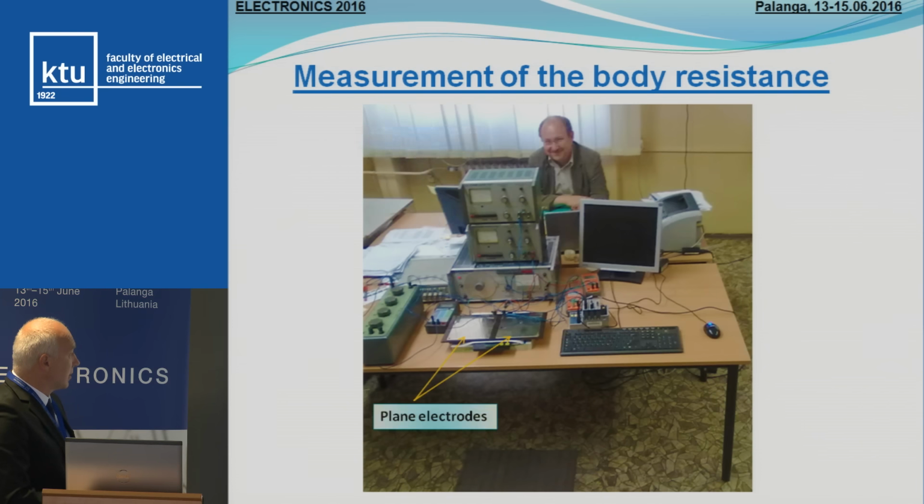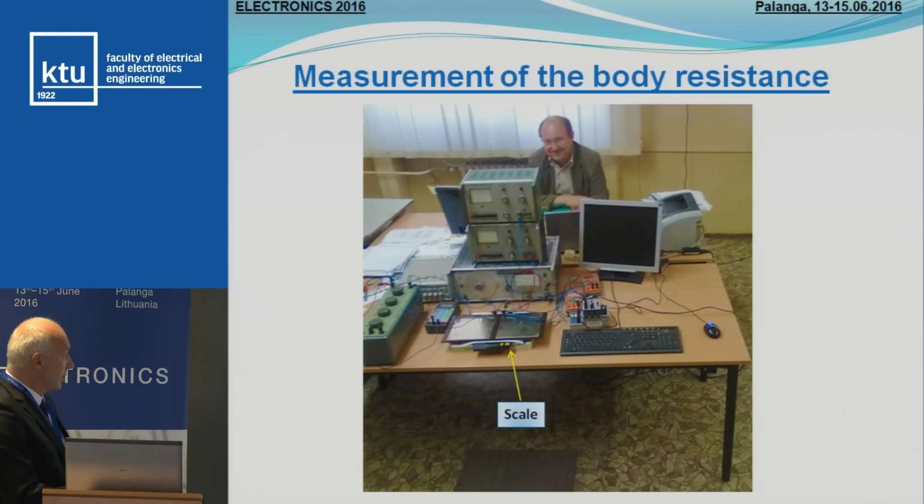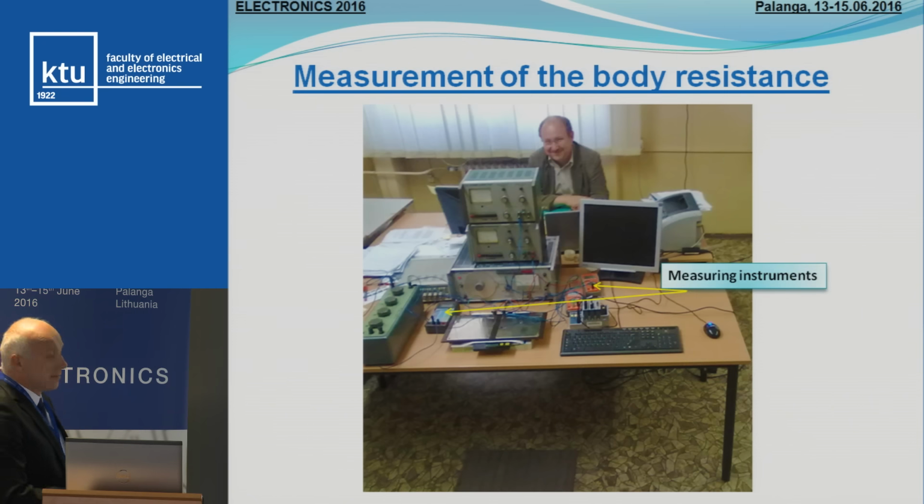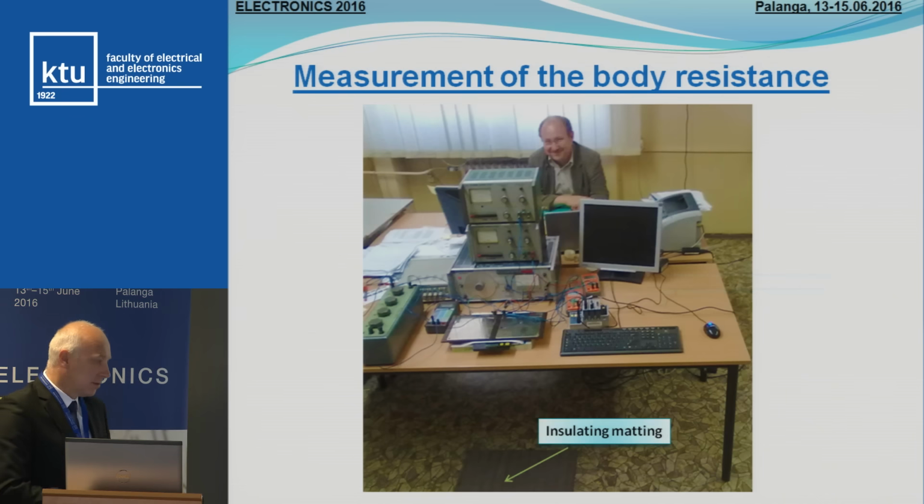We have voltage sources. These are two plain electrodes which were touched with hands with open palms. To keep the force of the contact constant, we used a digital scale. Then we have some recording system and measuring instruments. This is one of my colleagues, who was one of the subjects of the tests, and the subject was standing on the insulating matting to prevent the current flowing to the ground.